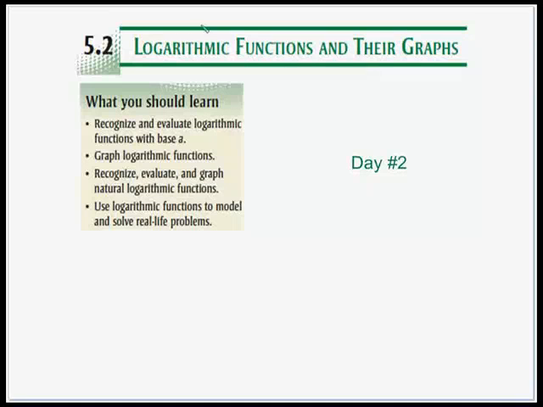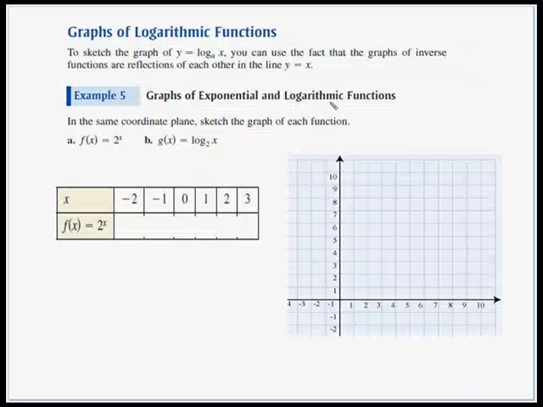Okay, in this video we're going to continue on 5.2, working with log functions, and today the highlight will be their graphs of the logarithmic functions. So, to sketch the graph of y equals log base a of x, you can use the fact that the graphs of inverse functions are reflections of each other around the line y equals x. So, if I have an imaginary line here, y equals x, inverse functions will be reflections around it.